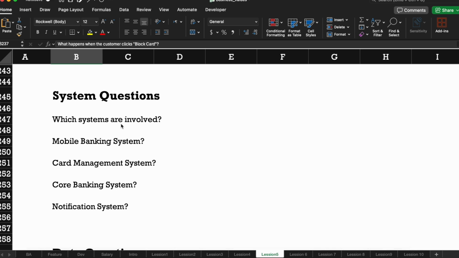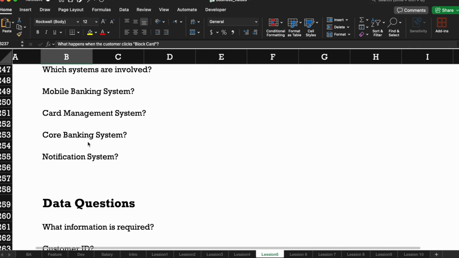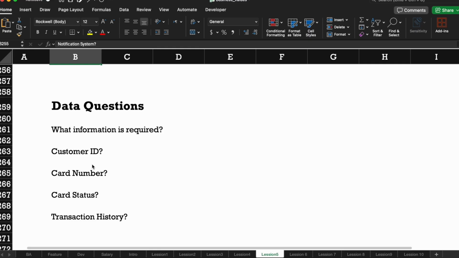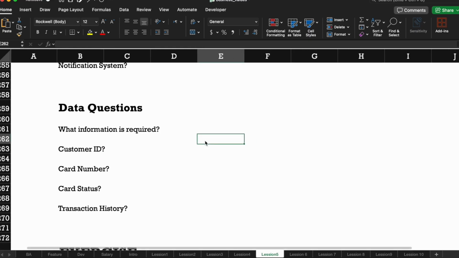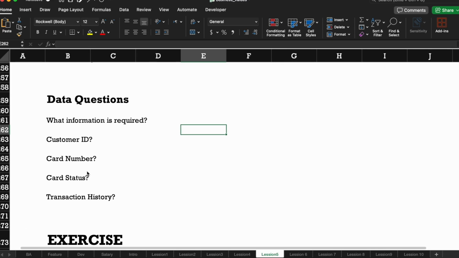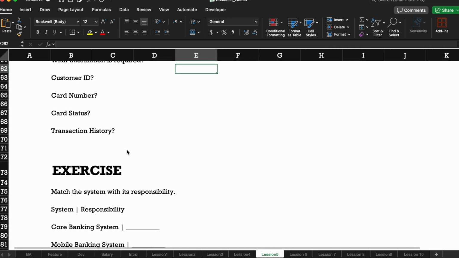System questions: which systems are involved? Mobile banking system, card management system, core banking system, notification system. Data questions: what information is required? Customer ID, customer number, card status, transaction history.